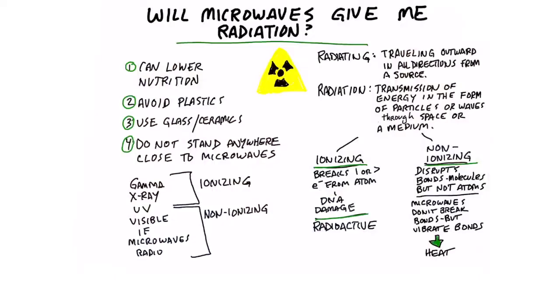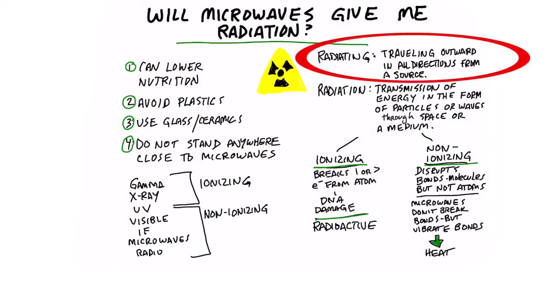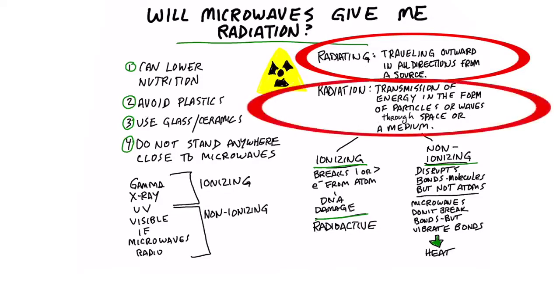So let's just kind of go through some definitions here. The definition of radiating means traveling outward in all directions from a source. Okay. Then we have radiation, which is the transmission of energy in the form of particles or waves through space or a medium like food, a body, or even a wall.